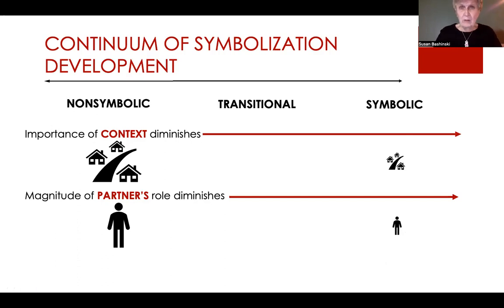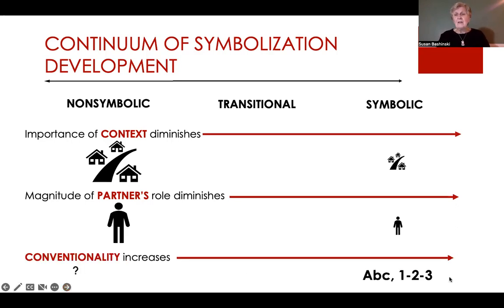There must be a partner. If there's not a partner, there is no communication. But the partner can be unfamiliar. The partner can be anybody. I don't know who you are, and we're communicating with each other. Third, conventionality increases. Whatever those idiosyncratic behaviors are that the learner exhibits, they can get into ABC, 1, 2, 3, if it's ABC in sign, ABC in writing, ABC in speech. So context and partner become less important, but conventionality becomes much more expected.